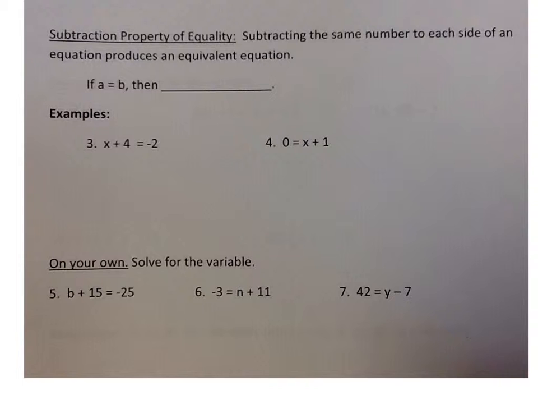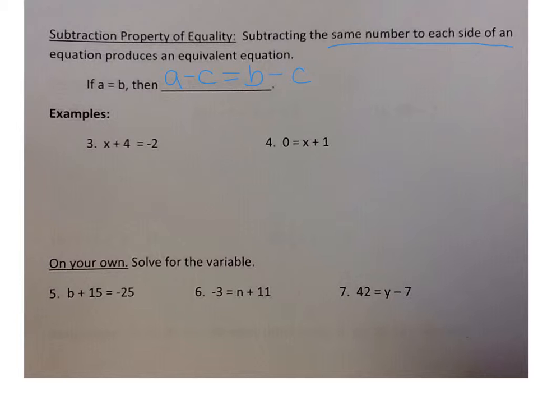The same is true for subtraction. If A and B are the same, we can subtract the same number from each side of the equation, and it will produce an equivalent equation. So if I take A and subtract C, it will equal the same as B subtracting C if A and B were the same. So example 3, x plus 4 equals negative 2.